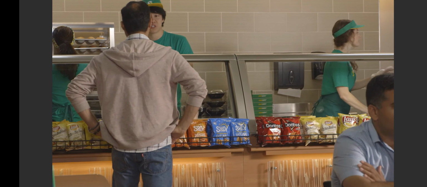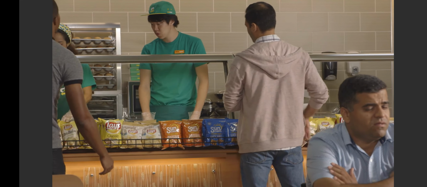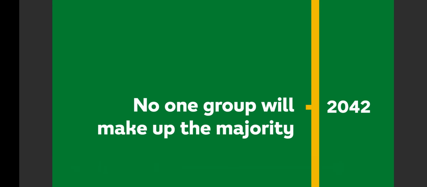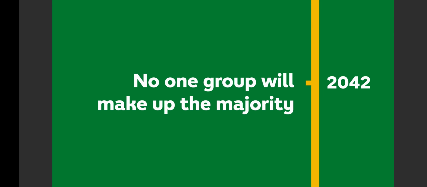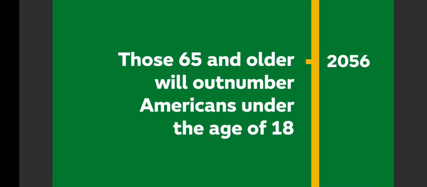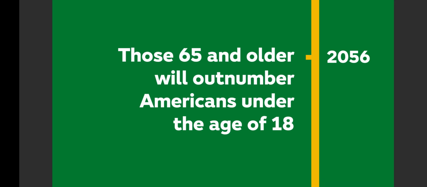Diversity is both an asset and strength. Our world is changing. Take a look. Currently, the white population is the majority. By 2042, no one group will make up the majority. By 2056, those aged 65 and older will outnumber Americans under the age of 18. In 2060, the U.S. population will be over 420 million, with almost 129 million Hispanics and almost 27 million will identify as multicultural.